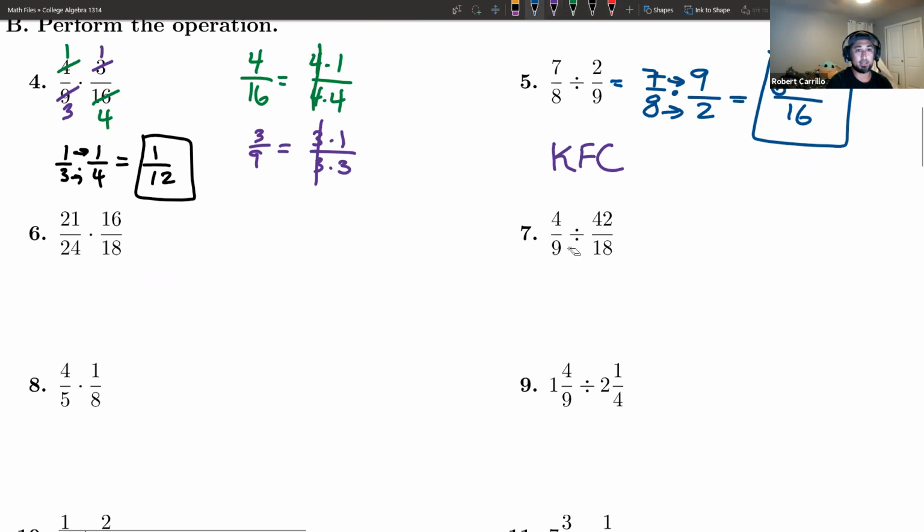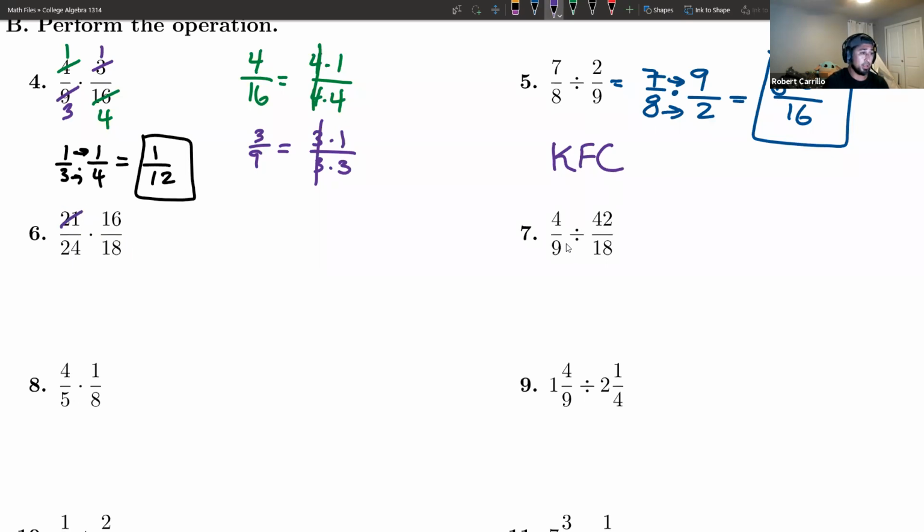Number 6. All right, here we go. You have 21 over 24 times 16 over 18. So here, once again, we want to find a common factor, the greatest common factor in two numbers. We don't want to multiply these fractions straight across unless we really have to. So cross canceling is the best idea. So we look at 21 and we look at 18. Anybody know the biggest number I can take out of there? Is it 3? 3. Very good.